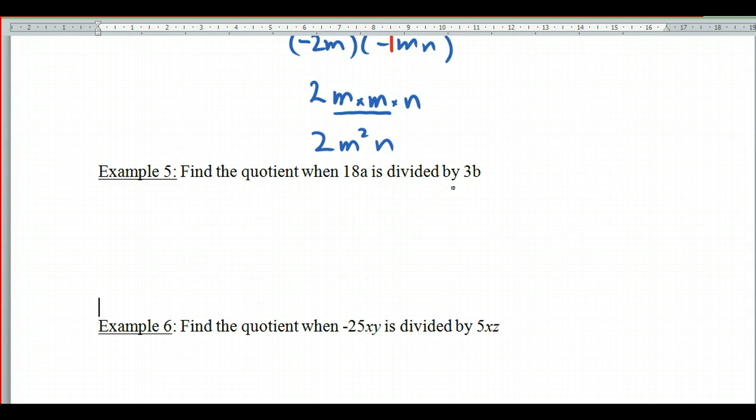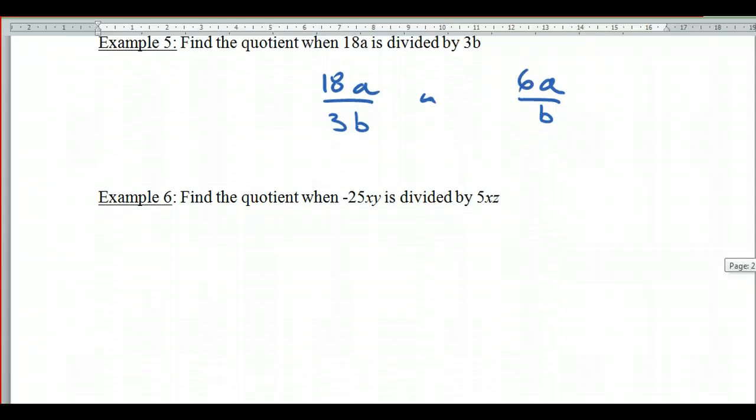It says find the quotient of 18a when divided by 3b. So let's do division here. Let me write this out first: 18a divided by 3b. Again, we're going to do the coefficients first. So 18 divided by 3, well, that's just going to be 6, and then it's going to be a over b. That's it. You can't really do anything with those variables because they're not the same. So they're a and b.